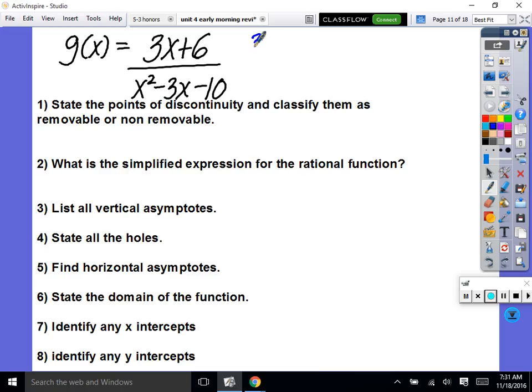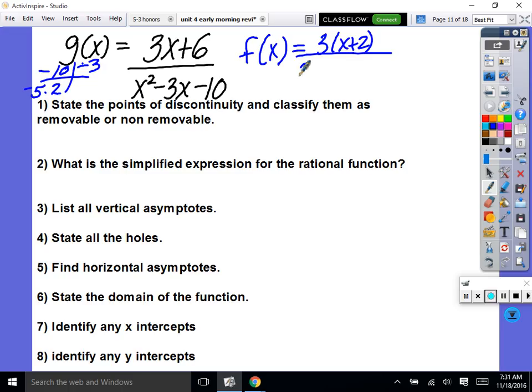On top we'll factor out a 3, and then we have our x plus 2. Everybody good? I'm going to write f of x. It always helps to have it actually written out because we're going to be doing some major algebra in a second. So don't skip little things like this. So we have f of x is equal to 3 times x plus 2. And then our bottom factor is what multiplies to be negative 10 and adds up to be negative 3. 5 times 2, negative 5. We can quick factor it. So on bottom we have x minus 5, x plus 2.